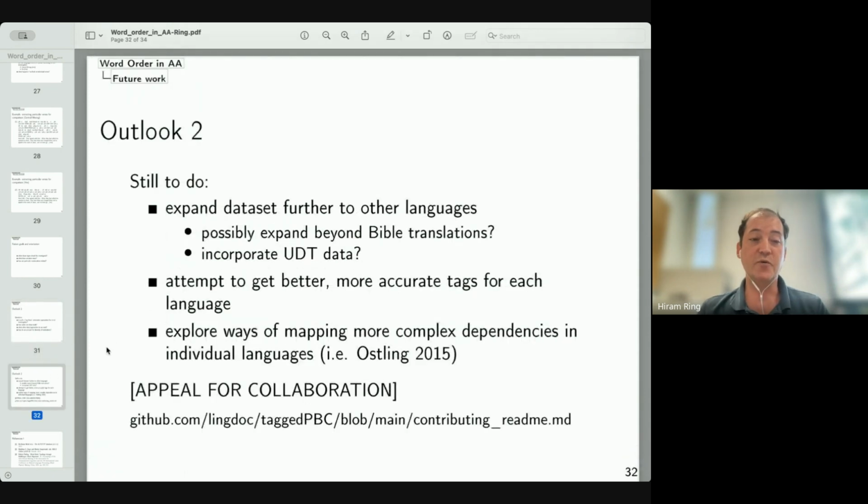So I would like to continue expanding this data set to other languages, maybe expand beyond Bible translations, incorporate data from other sources, and mainly to get better and more accurate tags for each language, so that we can actually compare apples to apples rather than to oranges, and look at ways of mapping more complex dependencies as well.